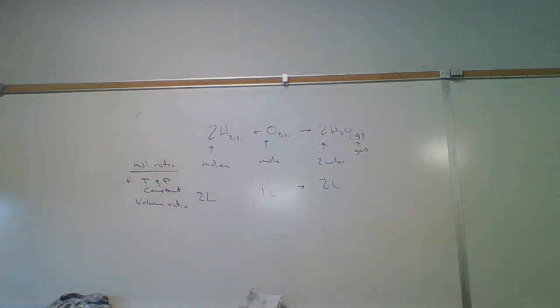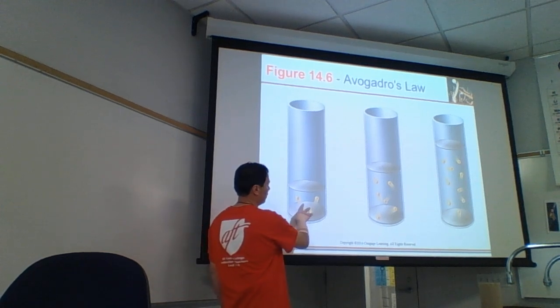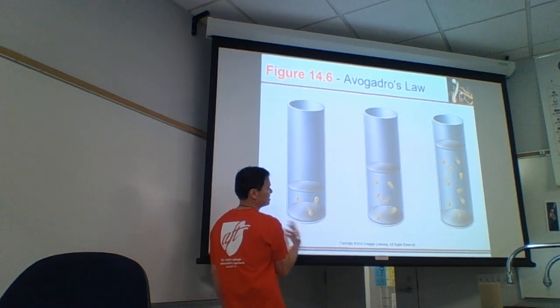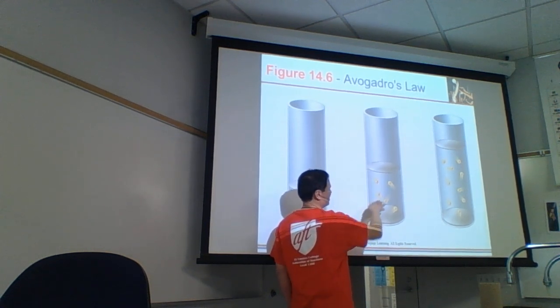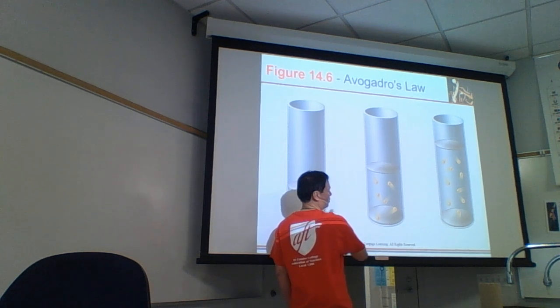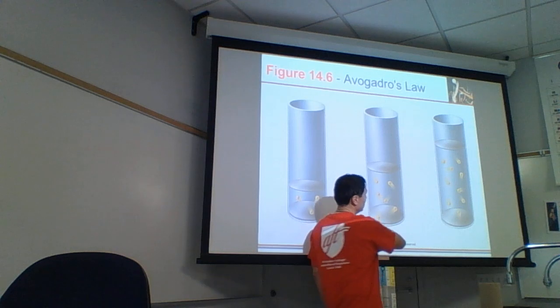Because if you have twice as many molecules, it's going to take up twice as much space, as long as you're not compressing or expanding it. So here's another illustration of Avogadro's law. Here I have 3 particles. If I double it to 6 particles, I'm going to have to double the volume. Otherwise, if I double it and keep the volume the same, the pressure's got to jump up. But we maintain constant pressure.